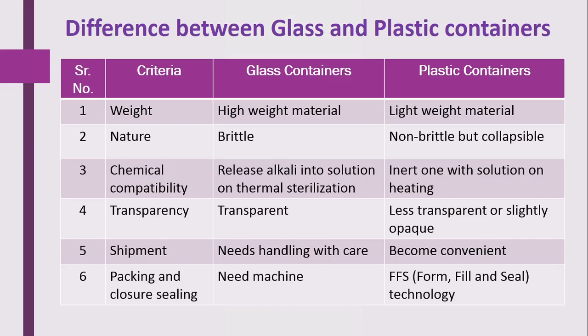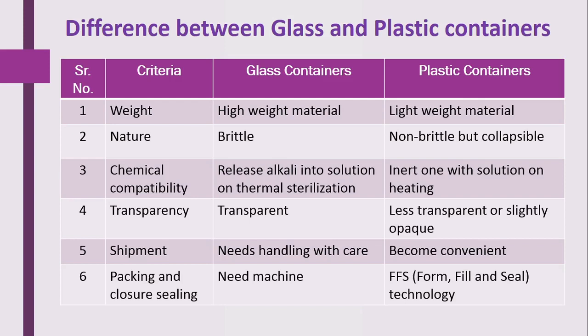Next criteria is shipment. In the case of a glass container, it is necessary to handle it with care because it is fragile. But in the case of a plastic container, it is convenient. It is not fragile, and it will not break even if you apply pressure, because it is a flexible material.